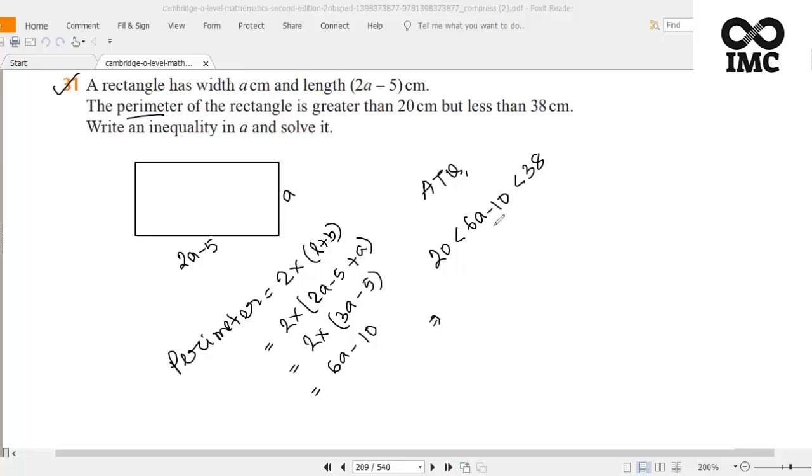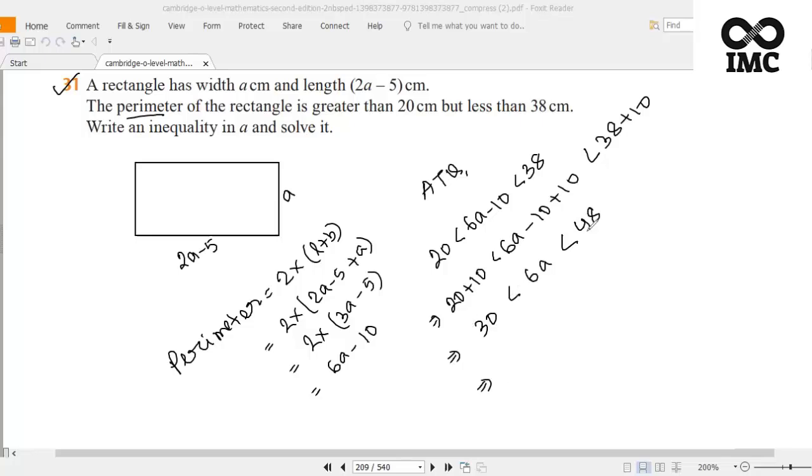So how can we solve it? At first we need to remove minus 10 from 6a minus 10. If we add 10, then what will we get? We will get 6a minus 10 plus 10, and here 38 plus 10. So 20 plus 10 will be 30, less than 6a, less than 38 plus 10 will be 48.